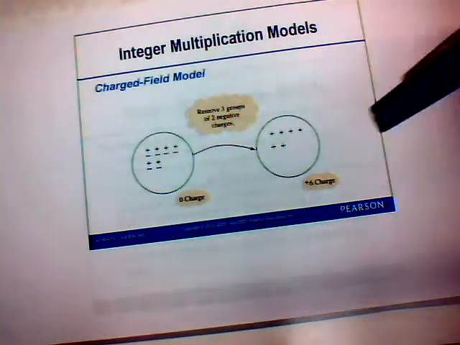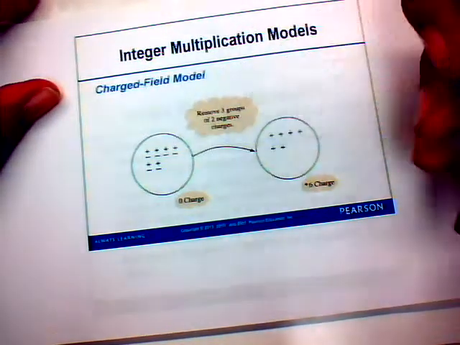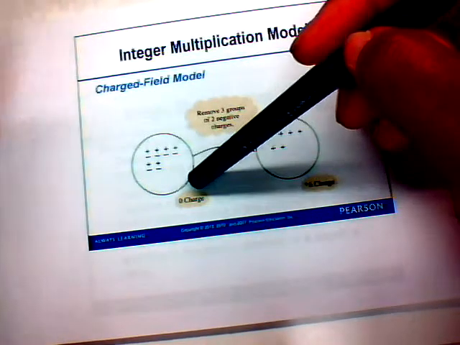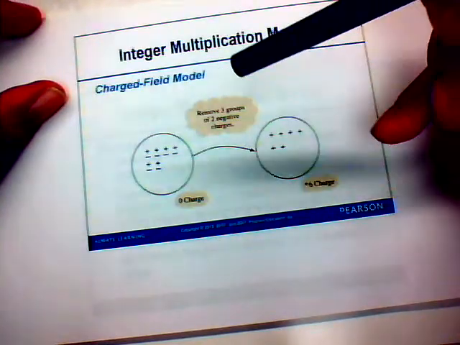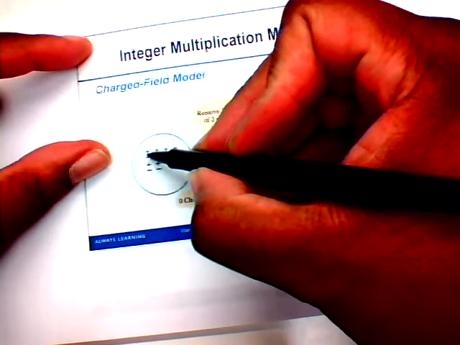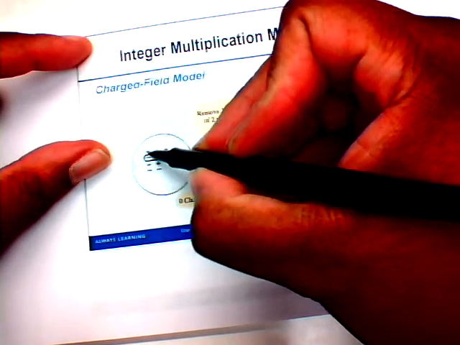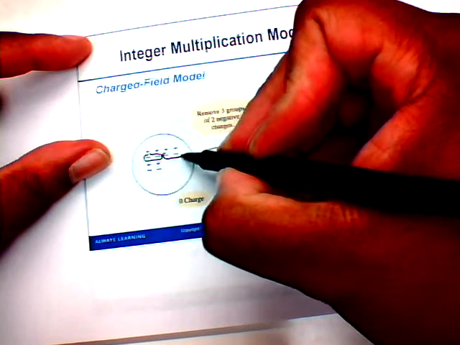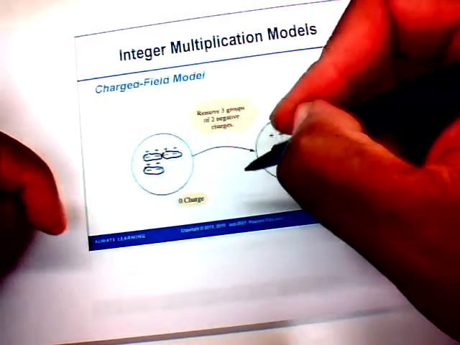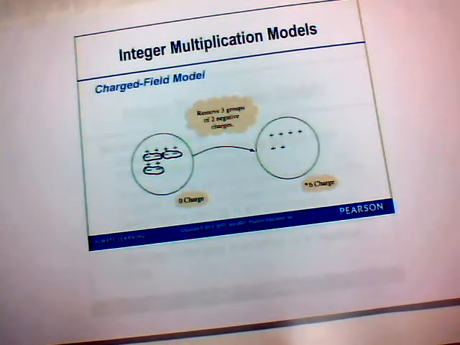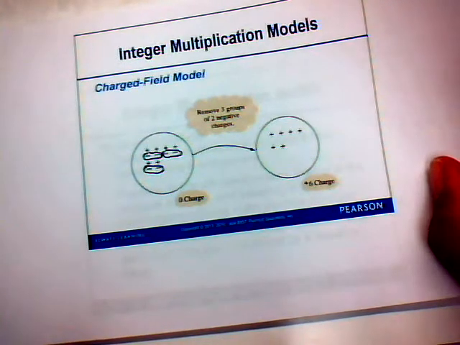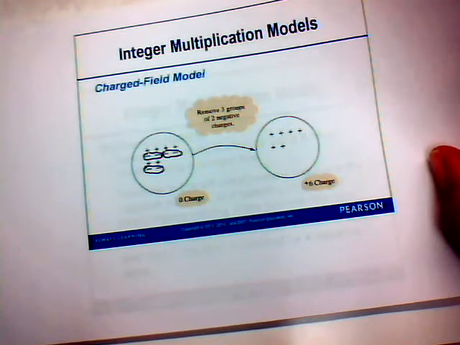Now the charge field model. Here you're going to have 6 plus signs and 6 minus signs. That's 6 zero pairs. So again, you'll remove 3 groups of 2 negative charges. So in this case, here's one group of 2 negative charges, another group of 2 negative charges, and a third group of 2 negative charges. Take those out, you'll have only 6 positive charges. So that's another way of representing negative 3 times negative 2 equaling positive 6.